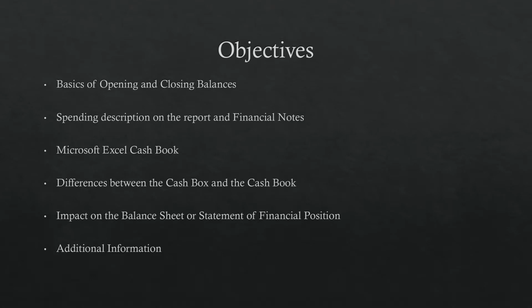So, what are our objectives? We're gonna look at the opening balance and the closing balance. Then we move on to the financial report and financial notes. Then we move on to Microsoft Excel and the cash book, demonstrating the cash box and the cash book. And then we move on to the balance sheet, or the statement of financial position, and the impact of it. And then we do some additional information as well.